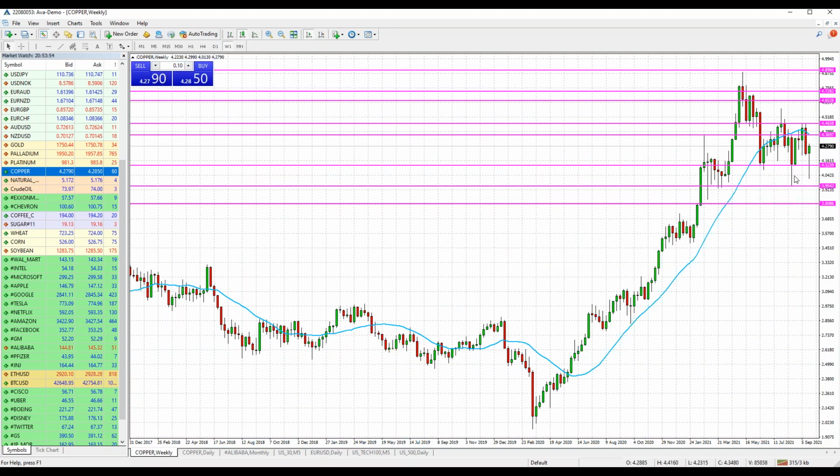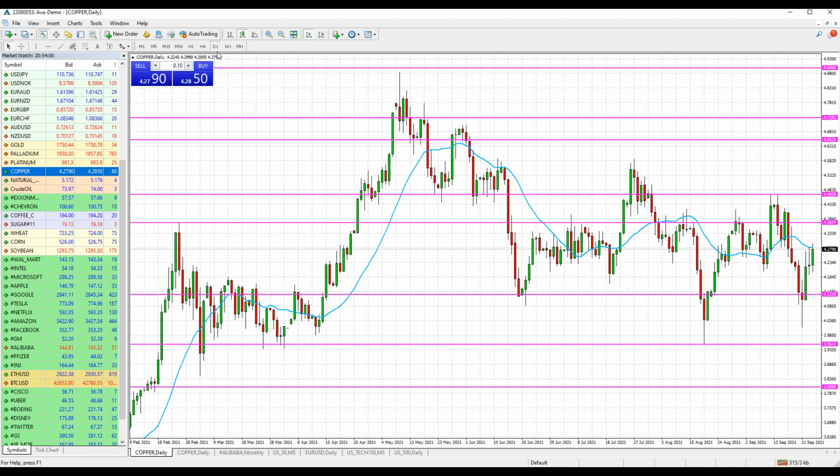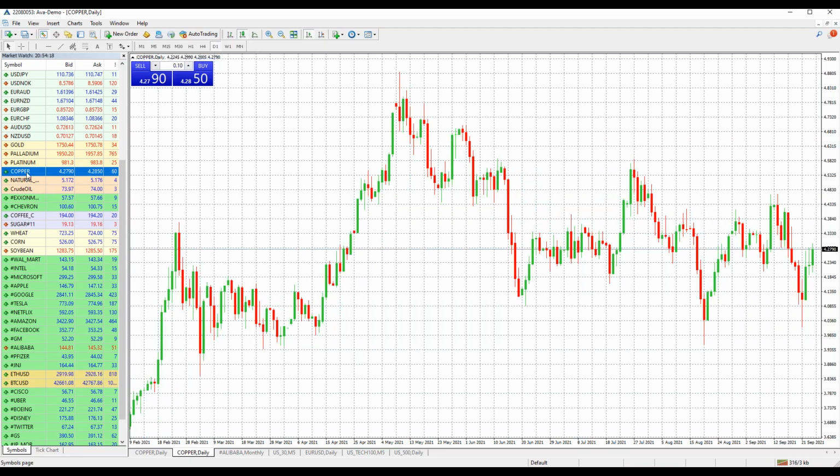We said the level 4.12 would be possible support here, and take a look on the daily chart how it looked. We stopped at that level. The following day we had a huge dip below it, and the next 3 days we went high and we stopped at 20 moving average. Again, knowing the levels. Now, what's next on copper?